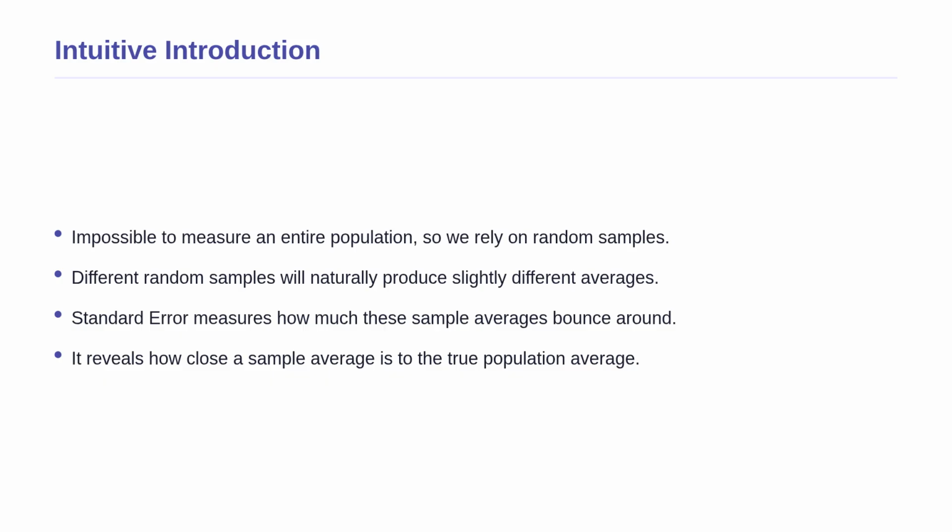The standard error is a magical number that tells us exactly how much these sample averages are expected to bounce around. It helps us understand how close our single sample's average is likely to be to the true, hidden average of the entire population.